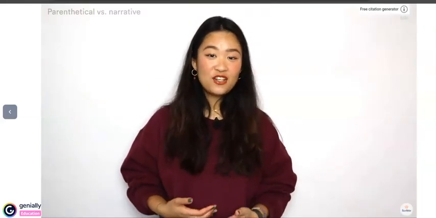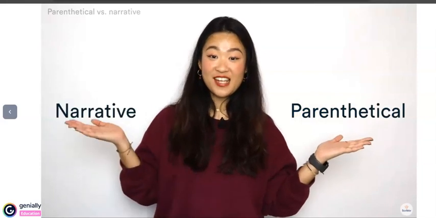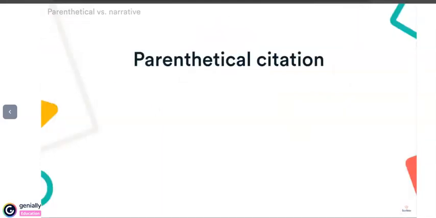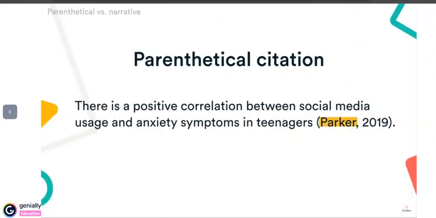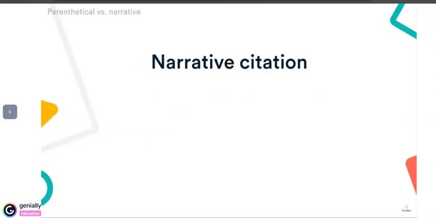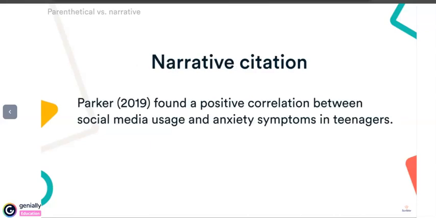Now, you can integrate your in-text citation into a sentence using either parenthetical or narrative citation. For parenthetical citations, write the author name and publication year within parentheses. These are usually placed at the end of the sentence, just before the period. For narrative citations, the author's name appears naturally within a sentence. Place the publication year directly after the author's name, like the example here.